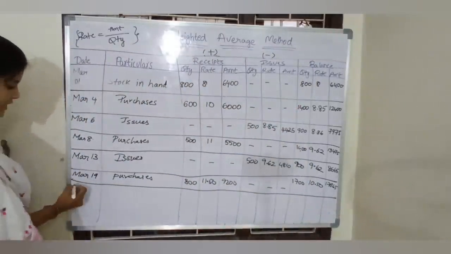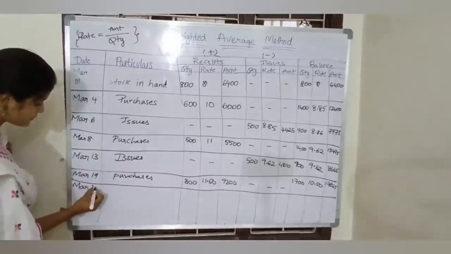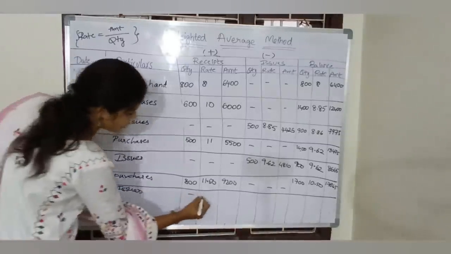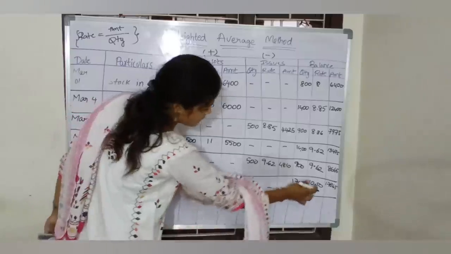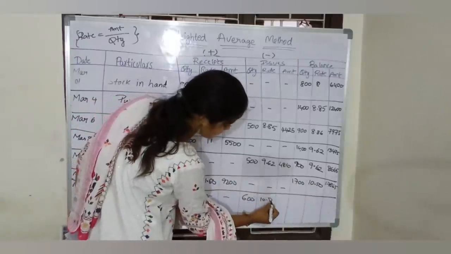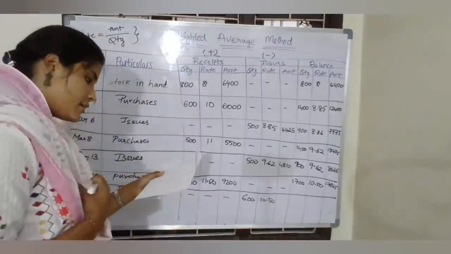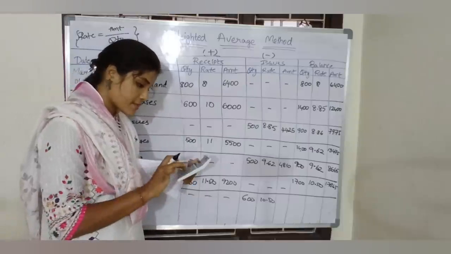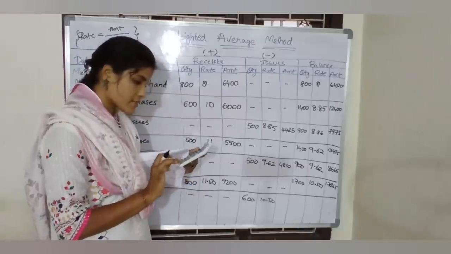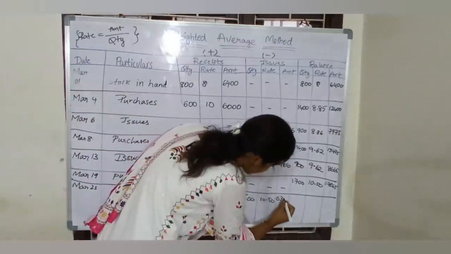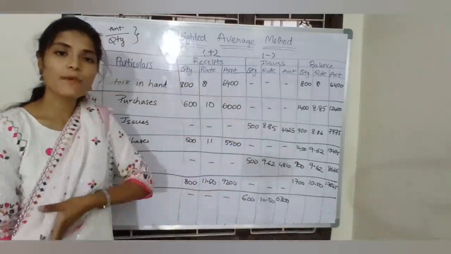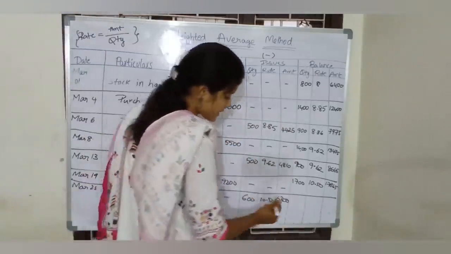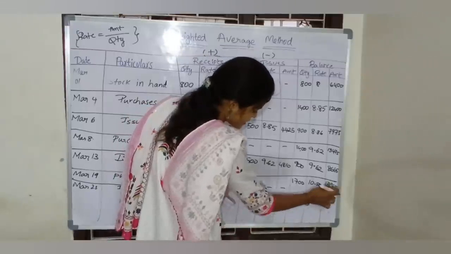After March 19 we have March 23rd. March 23rd is issues. How many units? 600. What is the rate we have? 10.50. Okay. So 600 units were issued. So 600 into 10.50 is 6,300. Issues means subtraction, minus. So 1700 minus 600, it is 1100.